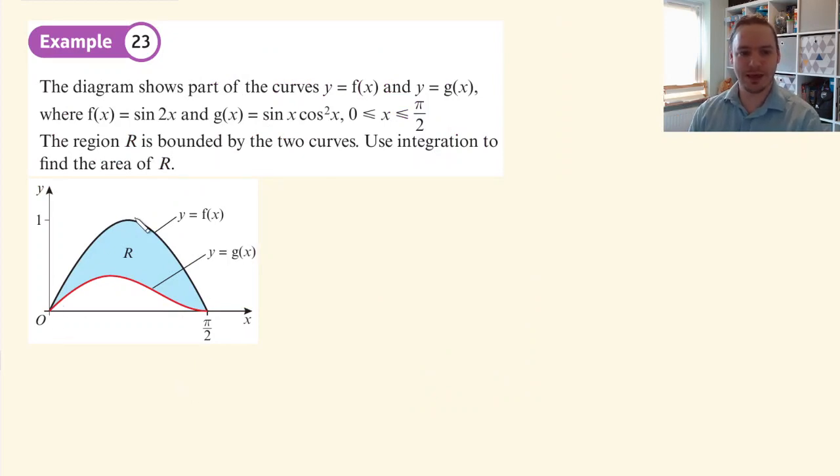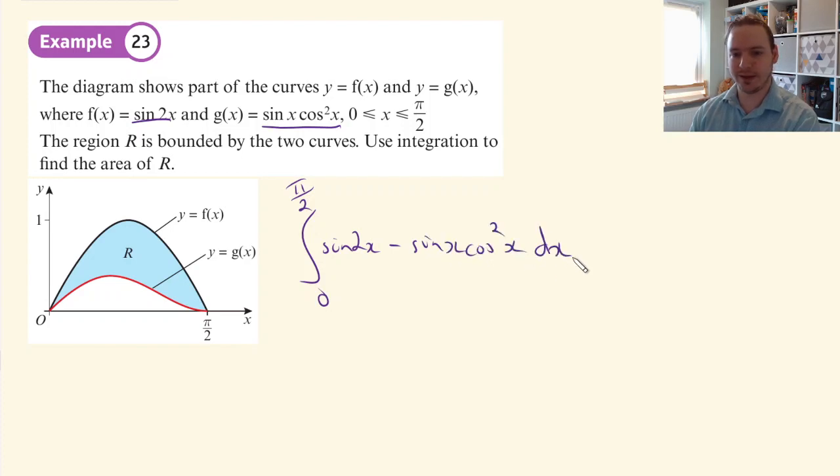So I've got f of x here, which is just sine 2x, and g of x, the red curve, which is sine x cos squared x. And I want to find the region. So I need to integrate between 0 and pi over 2 f of x minus g of x, so sine 2x minus sine x cos squared x dx. That's equivalent to integrating sine 2x and then integrating sine x cos squared x and then subtracting. You can organize your working out in either of the two ways.